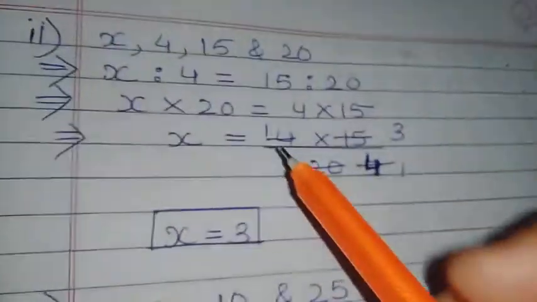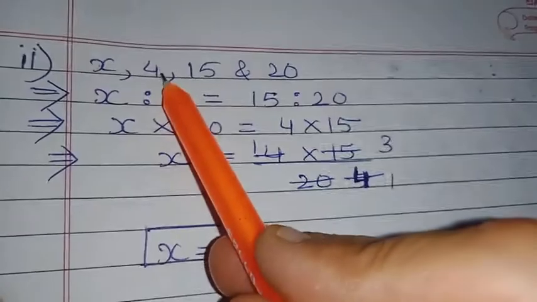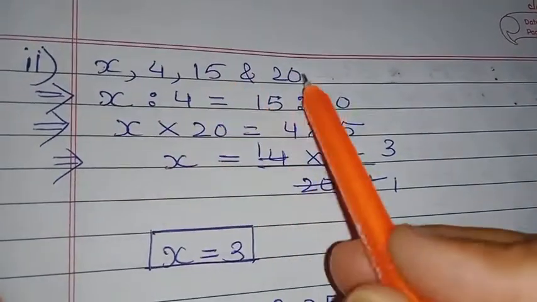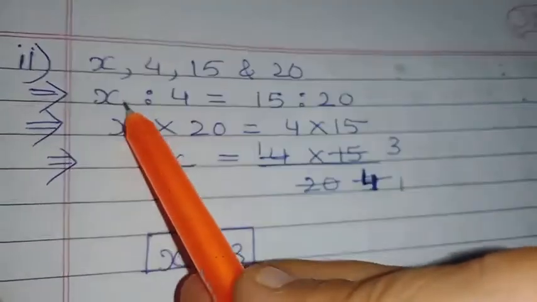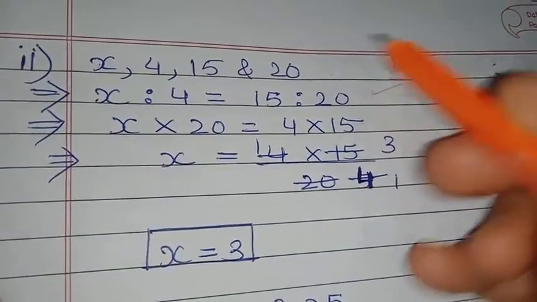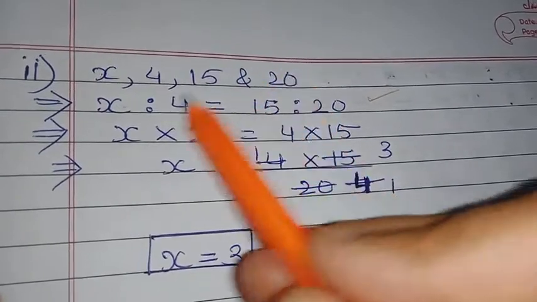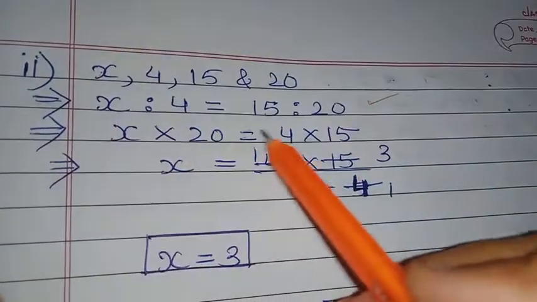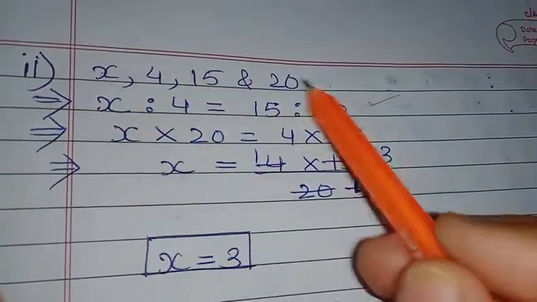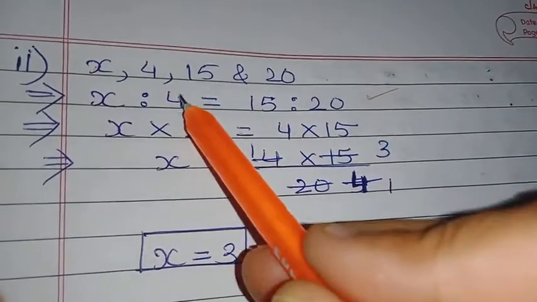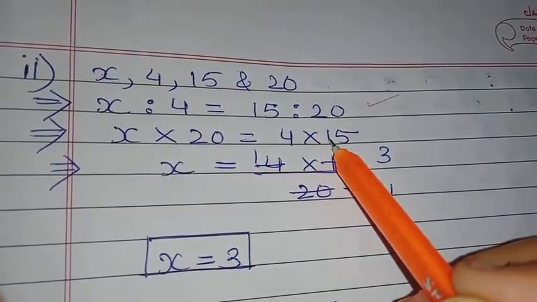Let us see the next one. x, 4, 15, 20. They are all in proportion, so let us arrange them. This is again an important step. x is to 4 is equal to 15 is to 20. Product of extremes is equal to product of means. So x multiplied by 20 is equal to 4 multiplied by 15, right?